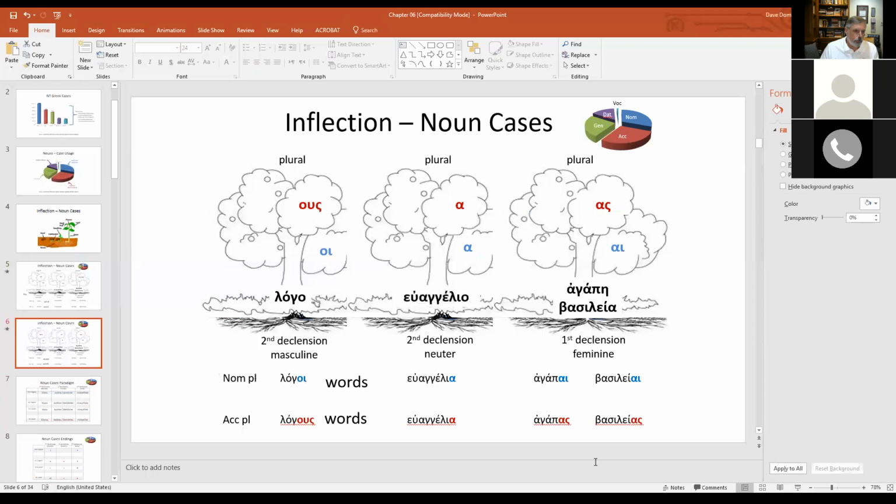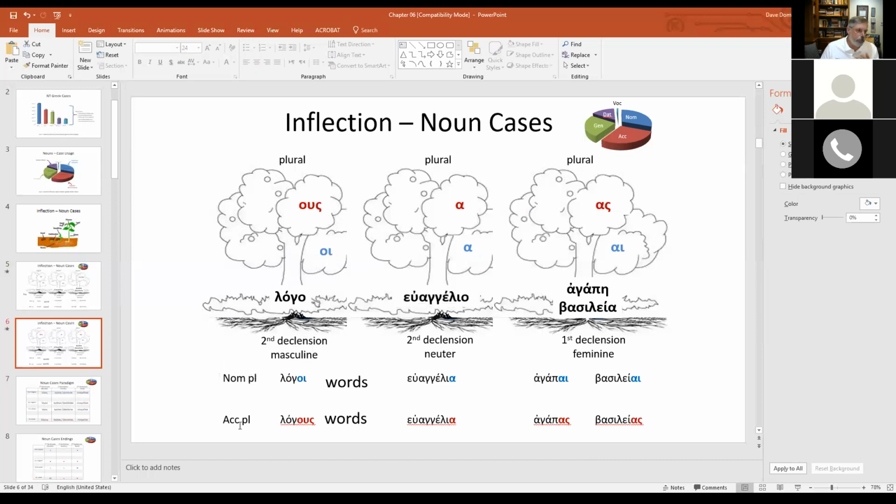Same thing with the plural. I've got my second declension masculine plural pattern, where it's going to have a stem ending with the omicron, and you add the iota or the omicron upsilon sigma. The iota makes it the plural for the subject.